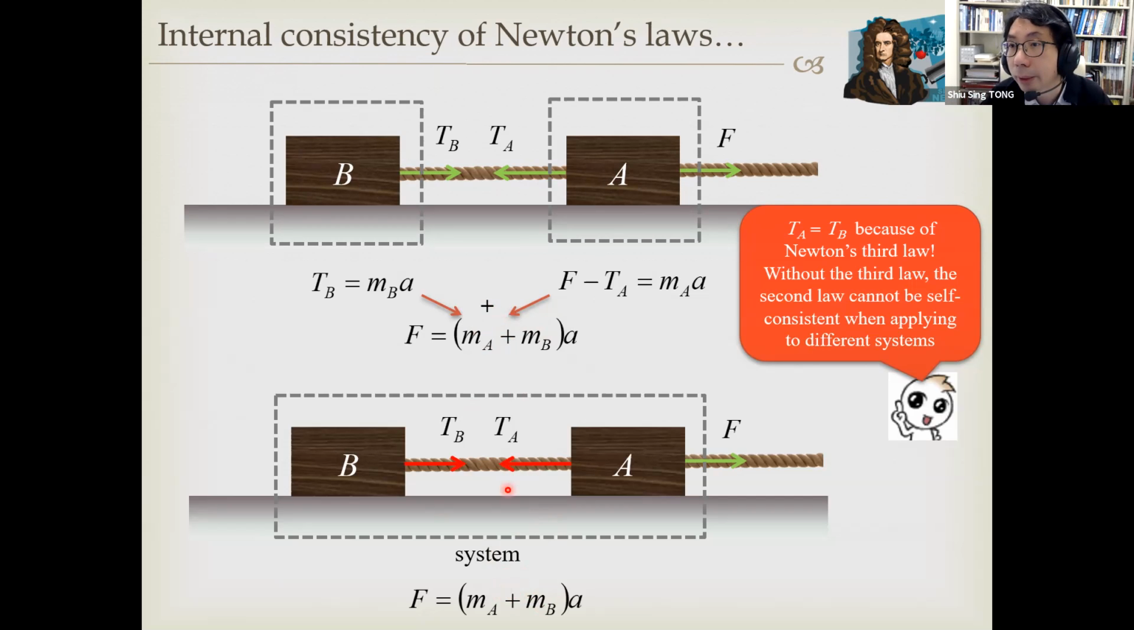It would not be consistent with the equation that I got if I regard the two blocks as a whole, as a system. So Newton's second law, when applied to different free-body diagrams, will be consistent only if Newton's third law holds. If Newton's third law does not hold, then the Newton's second law equations written for different free-body diagrams will not be self-consistent with each other. So there's some internal consistency between Newton's second law and Newton's third law. That is a deeper look at the connection between the two laws.